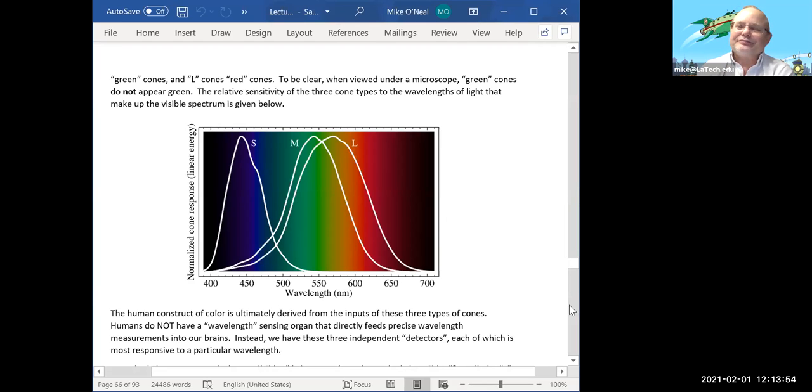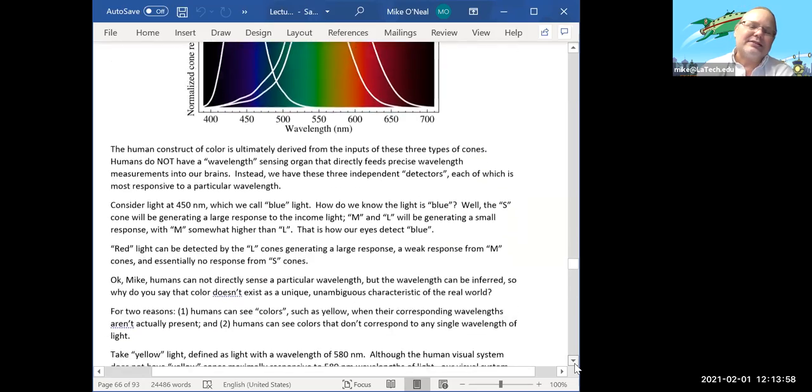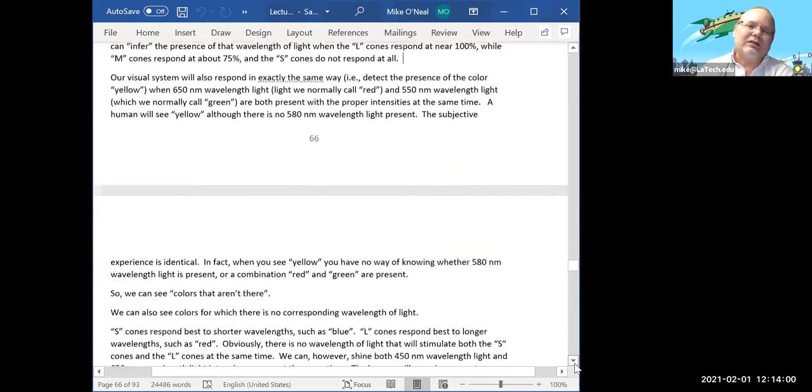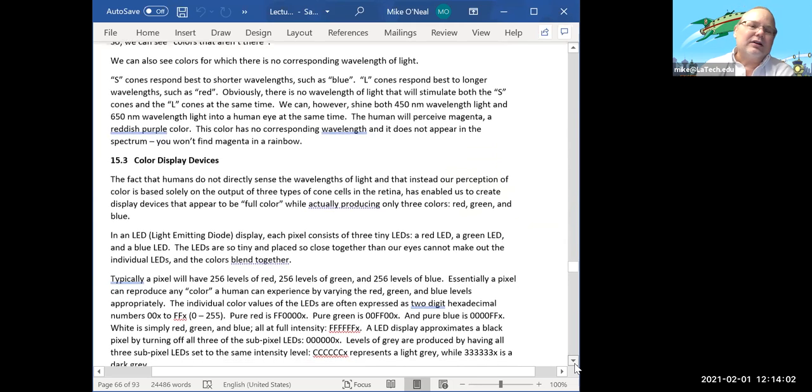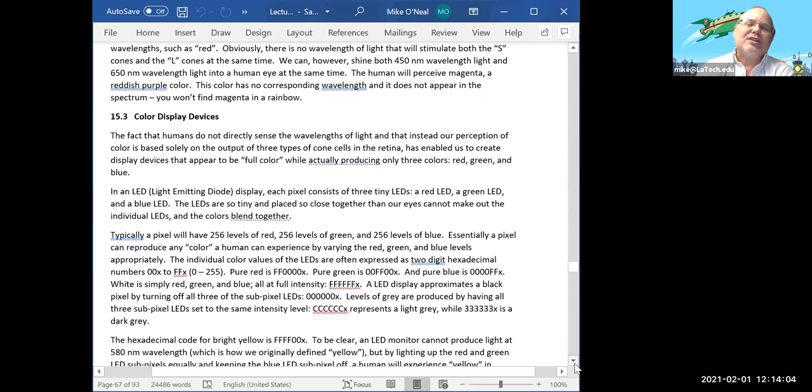That is why I say that color is not a unique, unambiguous thing in the real world. What does this have to do with computing? Well, it allows us to build color display devices.